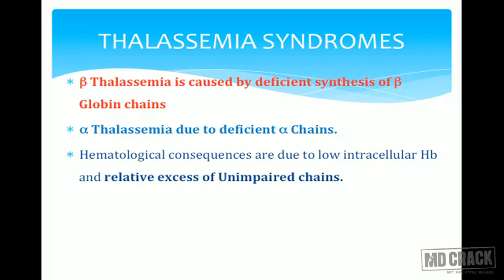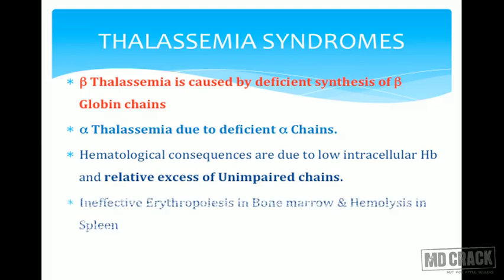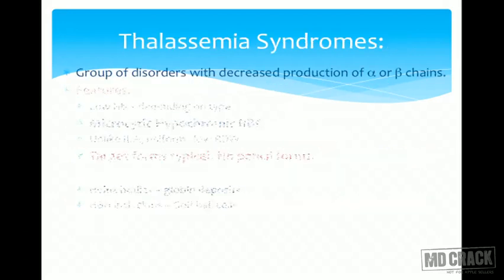But you have to remember that when beta chains are reduced in number, there will be excessive alpha chains. So the hematological consequences are mainly due to not only reduced hemoglobin synthesis, but also the relative excess of these unimpaired chains. That is, alpha chains are excessive in beta thalassemia, beta chains are excessive in alpha thalassemia. So ineffective erythropoiesis occurs in the bone marrow and hemolysis mainly occurs in the spleen.